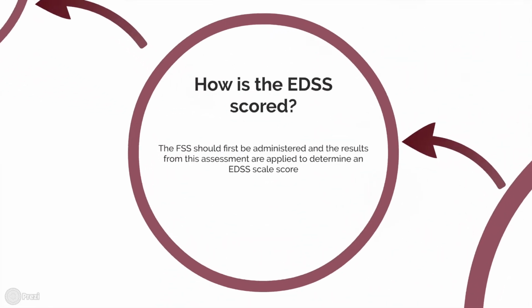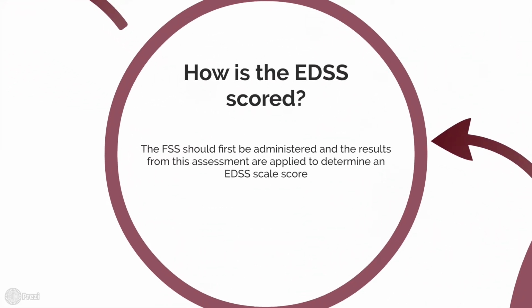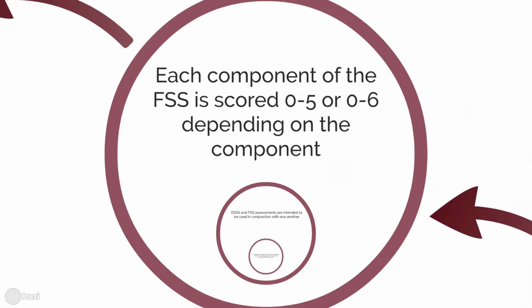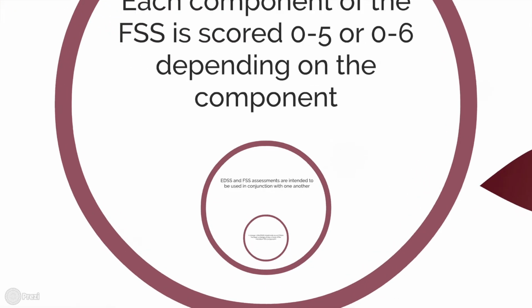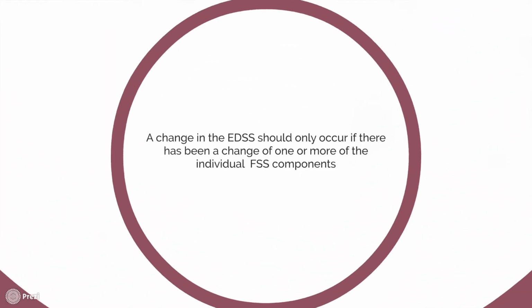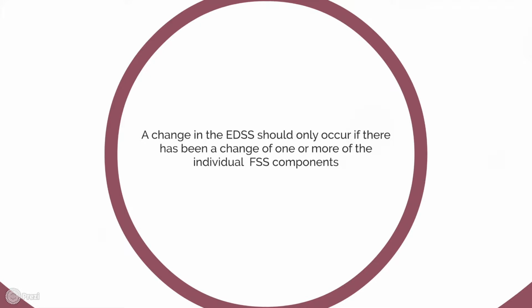As a therapist, you would most likely receive this score as part of a referral. However, we wanted to give a brief overview of how the score is determined so that you can better understand what that score means. The individual functional system scores are each taken into account to determine the overall level of the EDSS. Again, the EDSS and FSS assessments are intended to be used in conjunction with one another. It is important to note that a change in the EDSS should only occur if there has been a change of one or more of the individual FSS components.